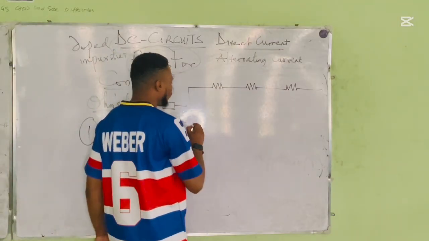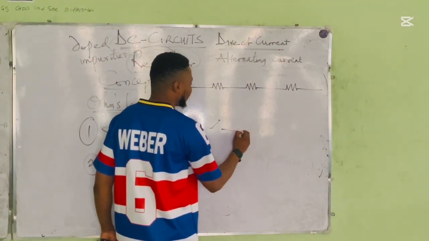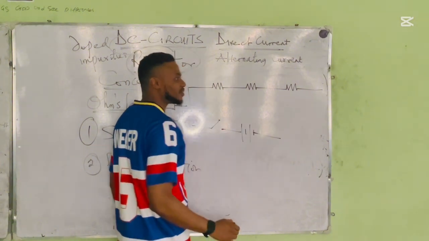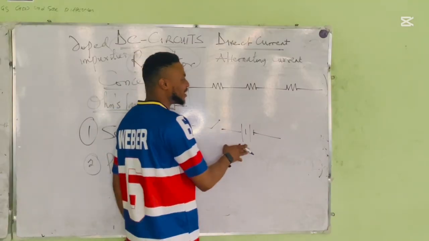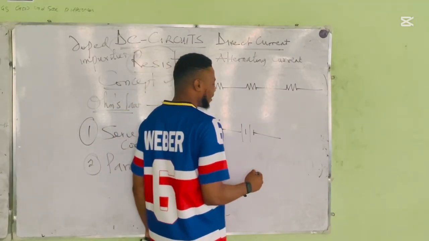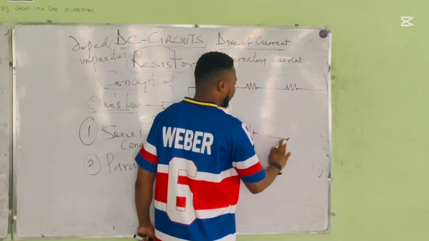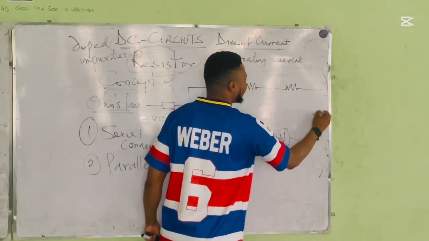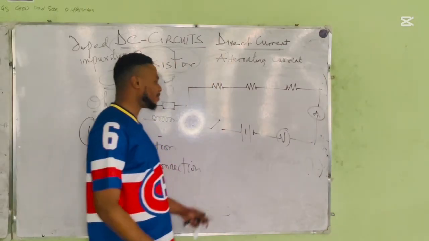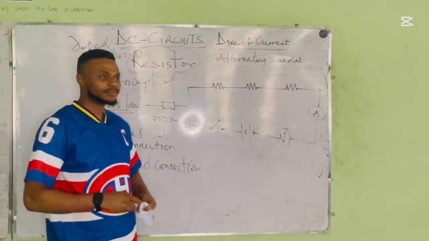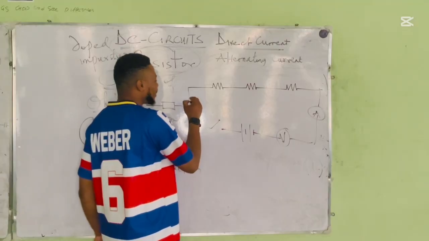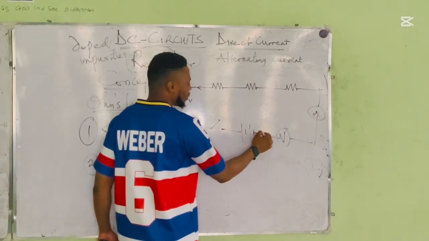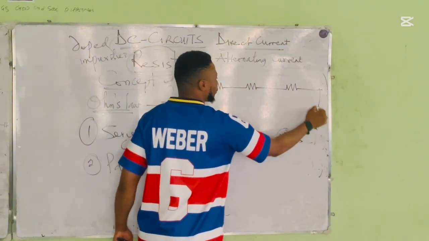Of course, we can have a switch like this. Then we have a battery connected at this point. Then we can have a voltmeter. Here we can have an ammeter which goes up. Maybe the switch will be open like this. And of course this is a wire. Let's say current is flowing in this direction.